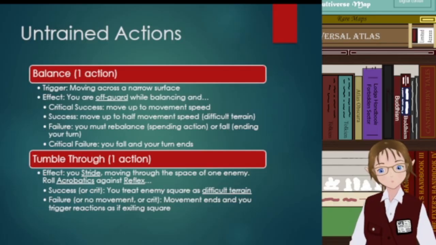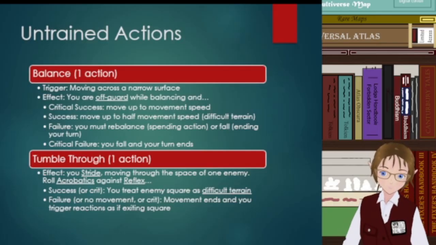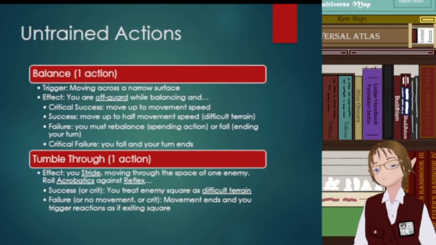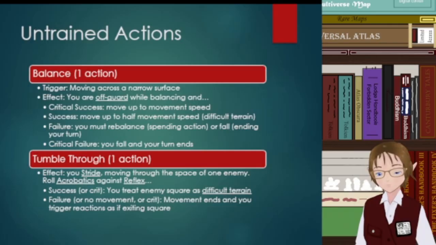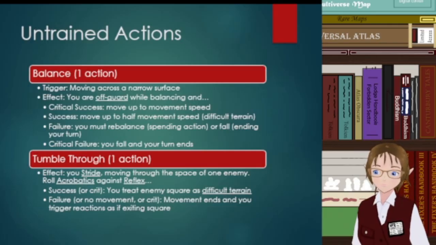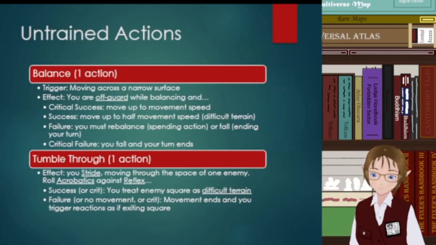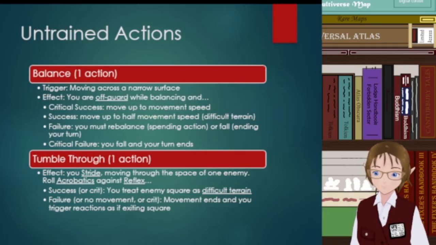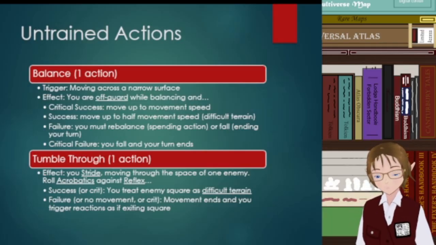The way that works is you roll acrobatics against the enemy's reflex DC to see if you can dodge around them. If you succeed or critically succeed on the check, you then treat the enemy square as difficult terrain, meaning it takes 10 feet of movement instead of 5 feet of movement. So if you have a stride speed of 25 feet, then to move through an enemy, you have to spend 10 feet, meaning you can move up to 3 squares aside from the enemy square.